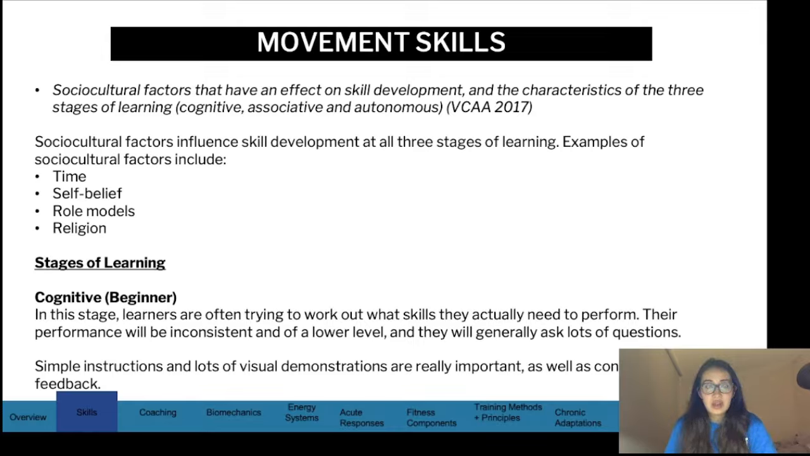So in the cognitive stage, learners are often trying to work out what skills they need to perform, and their performance will be inconsistent and of a lower level. So they're still trying to figure things out. It's pretty much the beginner stage. They don't know much about the sport or how to perform well at it, and they'll generally ask a bunch of questions. Often, simple instructions and lots of visual demonstrations are really important, as is consistent positive feedback, as it can allow students to feel encouraged and want to pursue the sport in particular.